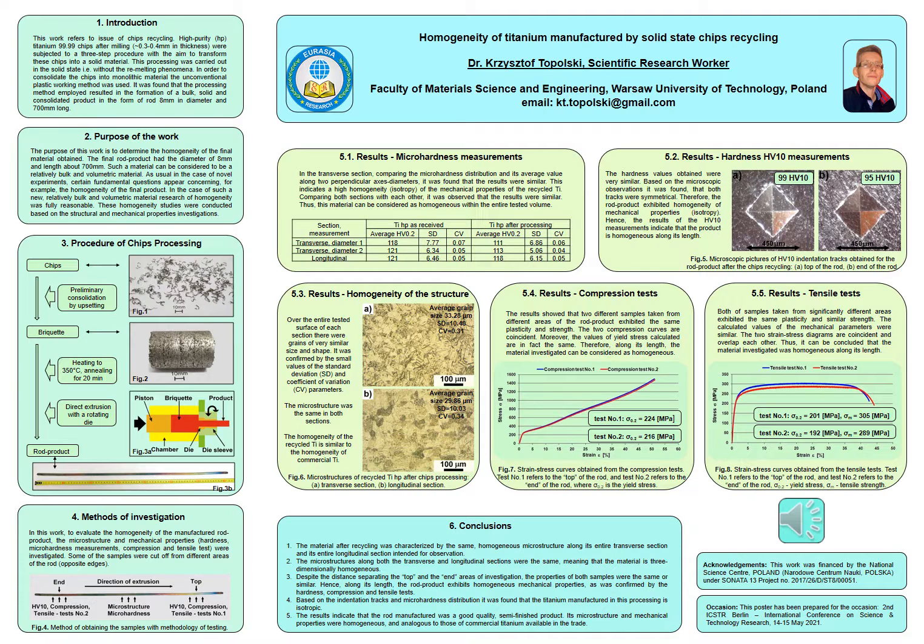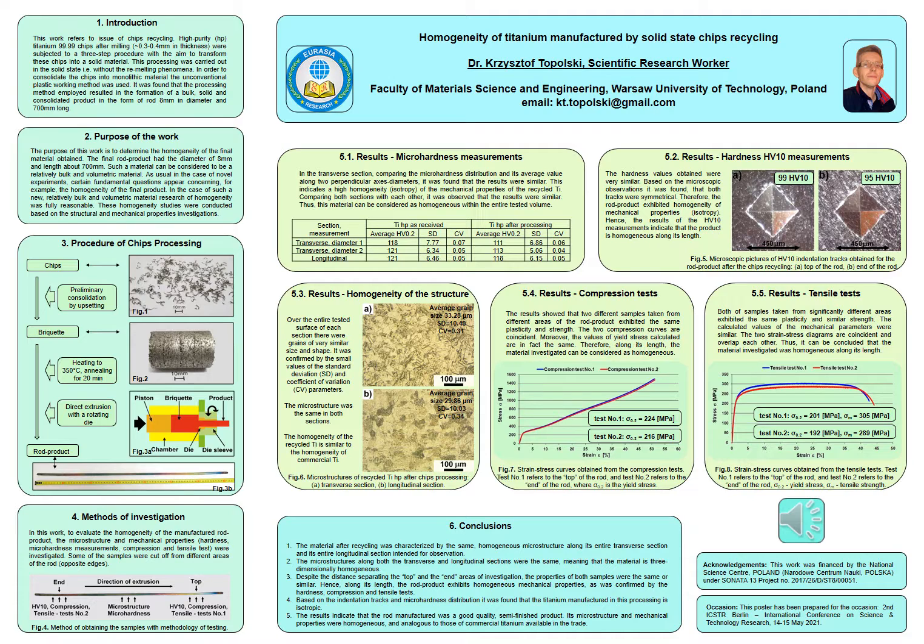The topic of this research is homogeneity of titanium manufactured by solid-state chips recycling. At the beginning, I would like to introduce the subject of this work and explain the purpose of this work. This work refers to the subject of metallic chips recycling. The material recycled was high-purity titanium, with purity of 99.99%. In this work, chips after milling were processed. They were subject to a three-step procedure with the aim to transform them into a solid material.